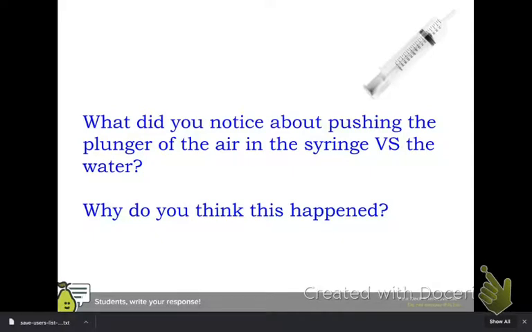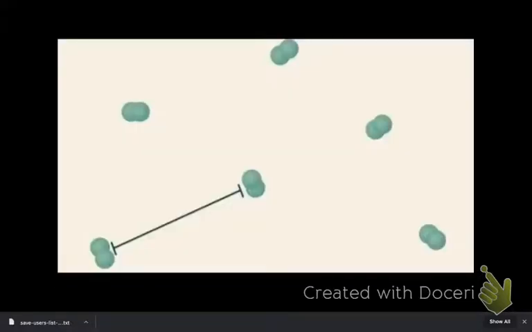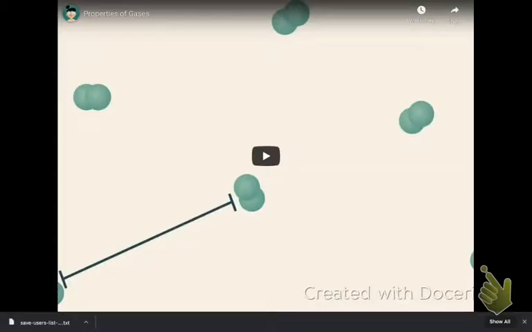So in that opener, we saw that when you push the syringe, they had equal volumes of air and water. You could compress the syringe with the air. You could get it to a pretty small volume, but you could not compress the syringe with the water. So why do you think that happened? Well, again, gases are mostly empty space, any sample. And remember, the water is very, very closely packed. So here's a video I want you to watch and take notes on.